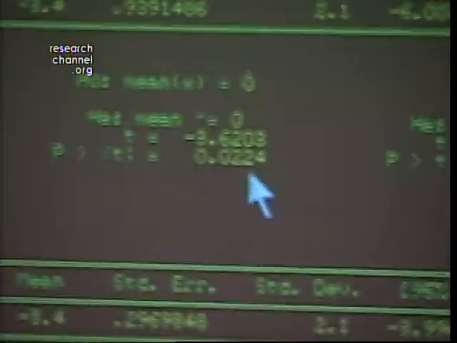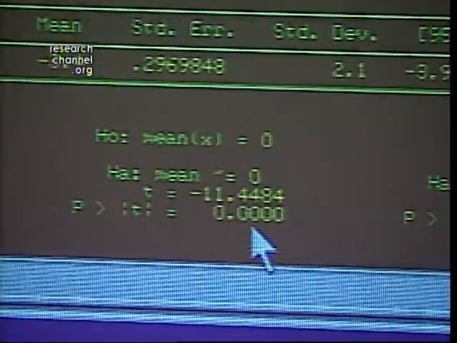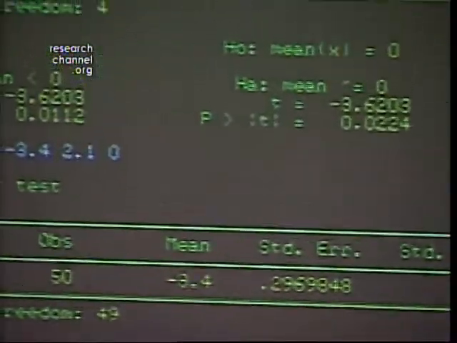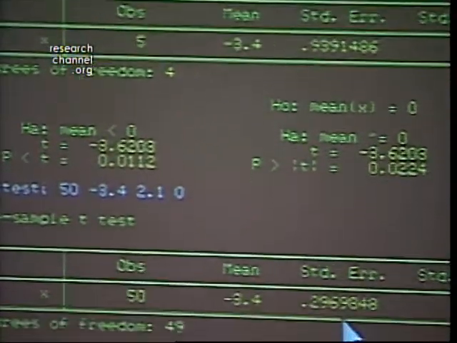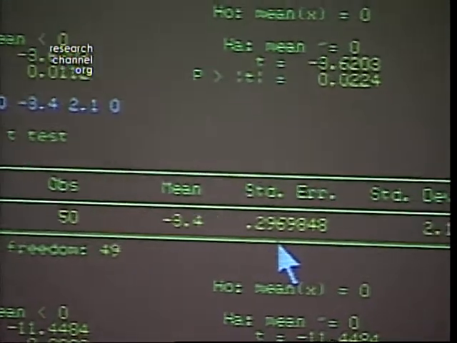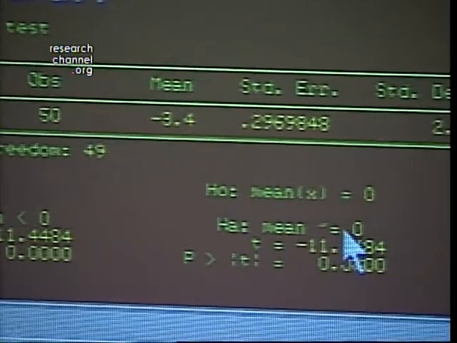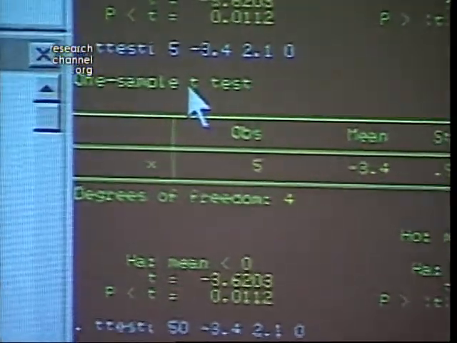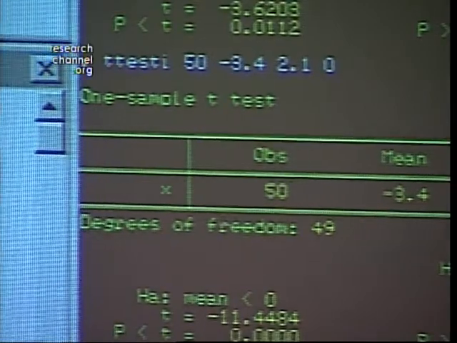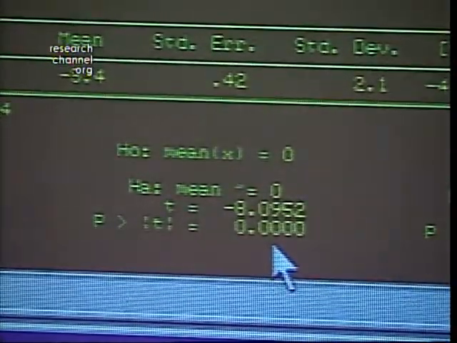Look what happened. We went from a sample size of 5 with a p-value of 0.02. We changed the sample size to 50, and it was 0.0000. So we still had the same difference in mean. We still had the same standard deviation. It's just that the sample size had increased to 50, which decreased our standard error, which said it's really unlikely that we would see a difference of negative 3.4 if the truth was 0. But if I change the sample size to, say, 25, so 25 or 50 both gave a p-value of 0.0000 that we would say is highly statistically significant.